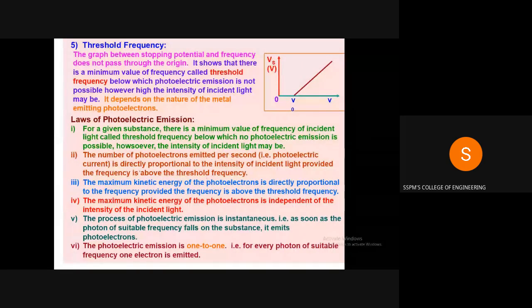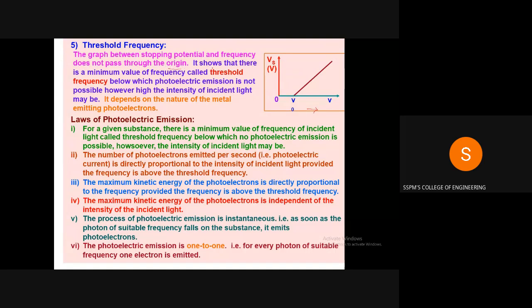Just now we defined threshold frequency as the minimum frequency of the photons required to eject the electrons to produce the photoelectric effect. That we have said, right? So if you are plotting the graph between different frequencies versus the stopping potential, then what you observe is that the graph between stopping potential and frequency does not pass through the origin.